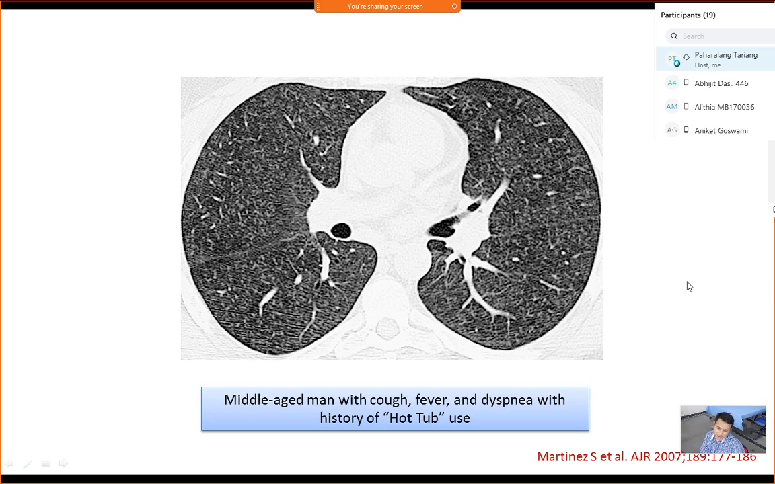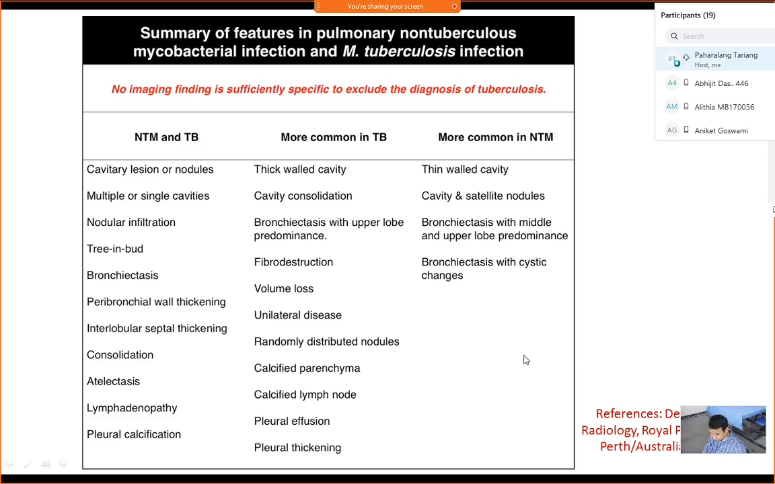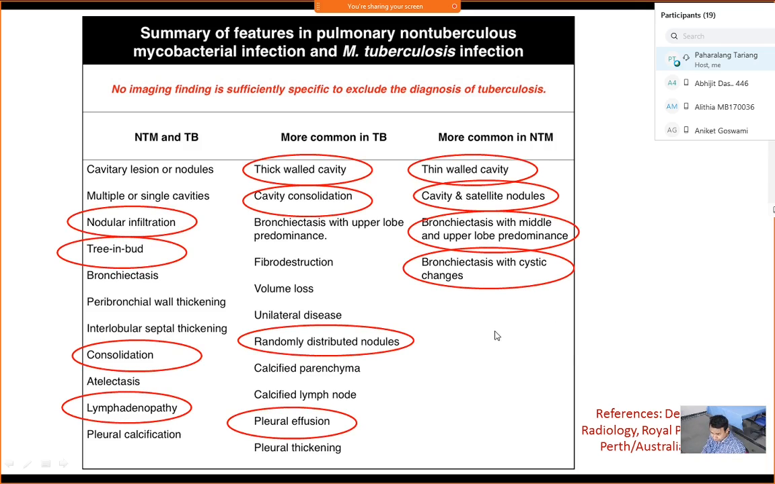So can we differentiate tuberculosis from NTM clinically and radiologically? Thick wall cavity consolidation, randomly distributed nodules, and pleural effusion are more common in TB, but can also be seen in NTM. What can be seen in both NTM and TB is nodular infiltration, tree-in-bud appearance on CT, consolidation, and lymphadenopathy. But what is more common in NTM is thin wall cavity with nodules, bronchiectasis, especially with a middle or upper lobe predominance, or bronchiectasis with cystic changes. These are more commonly seen with NTM disease.